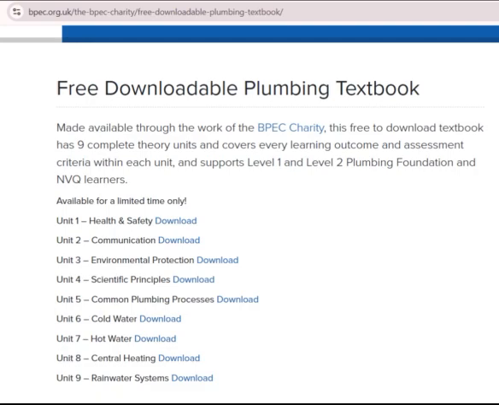The content of this document is copyright BIC Limited 2020 and may not be copied, reproduced or distributed without prior written consent. Author, BIC Limited. Editor, BIC Limited. Design, BIC Limited. BIC Level 2 Diploma in Plumbing Foundation 54.